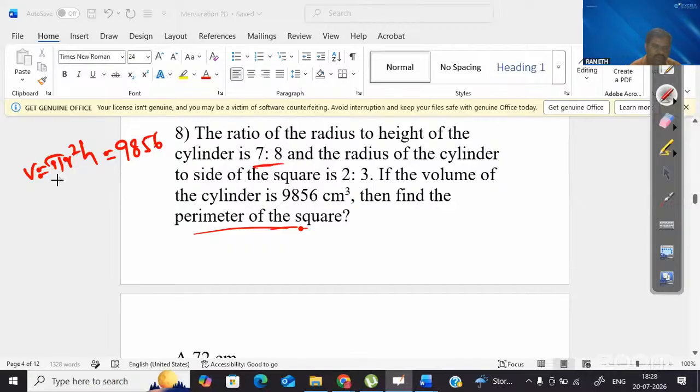So pi is nothing but 22 by 7. What is the r value? 7x, and h is 8x, equal to 9856, where 7 and 7 are cancelled. So here we are having 22, 7, 8. 22 means here we are having the 2 table, the 11 table, which is cancelled. What is the divisibility rule for 11? Obviously it is cancelled. Why? Because all the options are integers only.